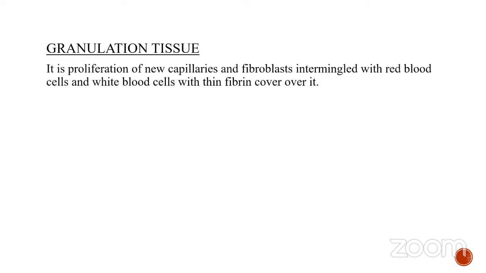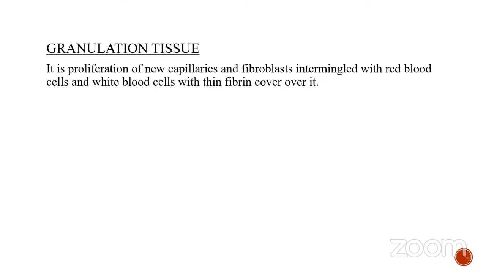So now we'll see what a granulation tissue is. It is proliferation of new capillaries and fibroblasts intermingled with RBC and WBC with thin fibrin covered over. I hope you remember from the last class how a wound heals. So we know ulcer is a kind of wound, right? When a wound tries to heal, we have seen how fibroblast grows and makes a fibrin network in order for the healing to happen. So granulation tissue is an indication that the ulcer is trying to heal.